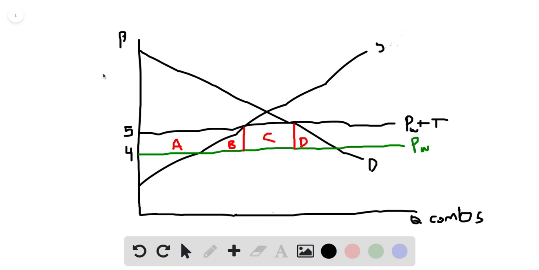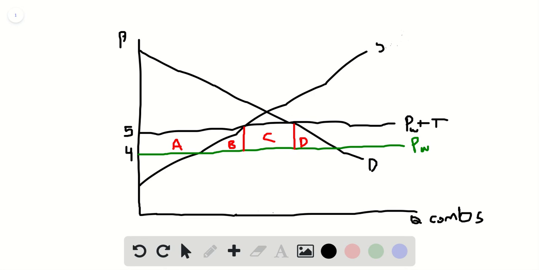Let's look at the following example of plastic combs. So we have a demand and supply for combs. We have the price, the world price here by PW, that's the green line. And we have the following price, world price plus tariff, right? So it increased this bar by the size of the tariff.